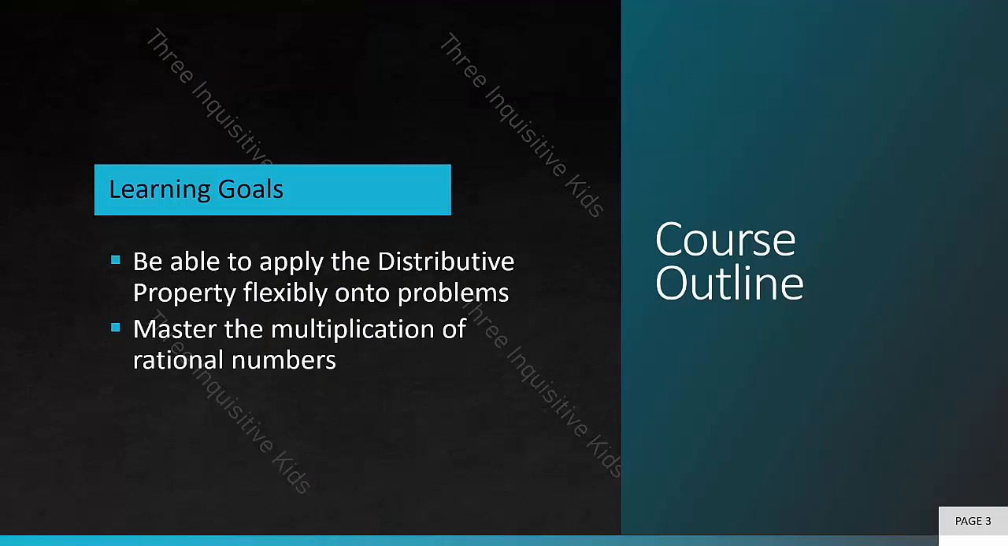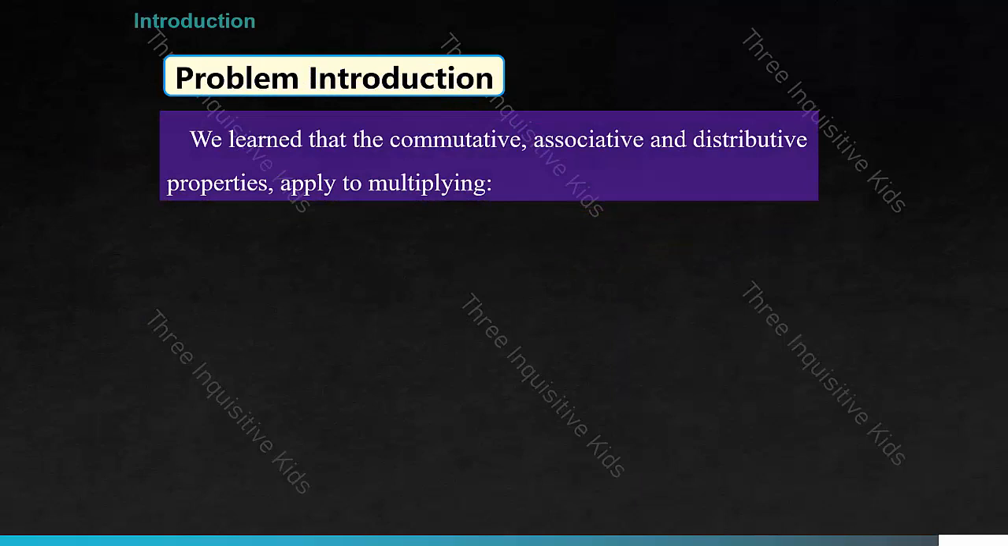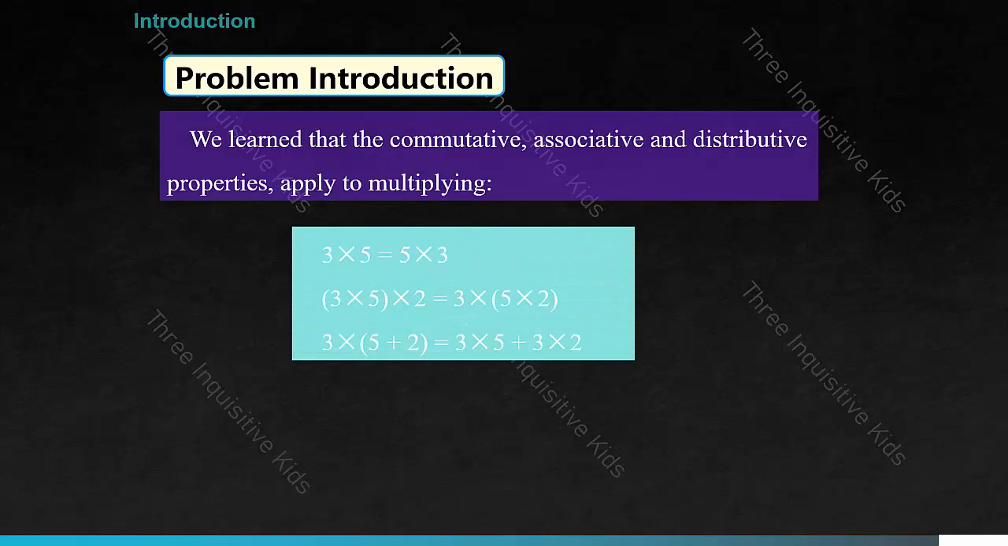Our learning goals for today are to be able to apply the distributive property flexibly onto problems and just master how to multiply rational numbers. We learned that the commutative, associative, and distributive properties apply to multiplying. Here we have 3 times 5 equals 5 times 3. 3 times 5, in parentheses, times 2 is the same as 3 times the product of 5 and 2. 3 times the sum of 5 and 2 equals 3 times 5 plus 3 times 2.